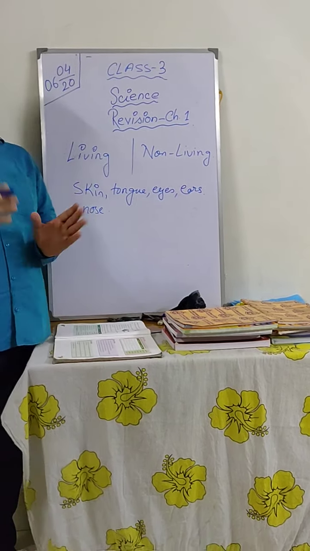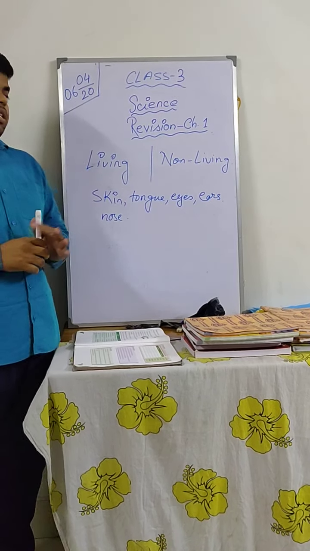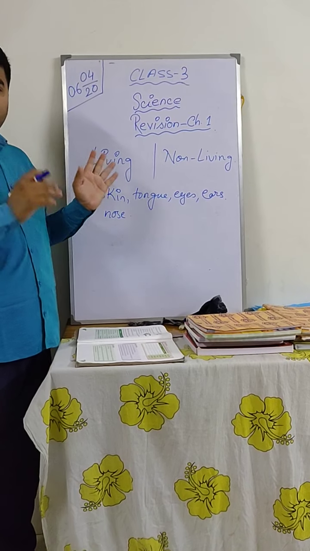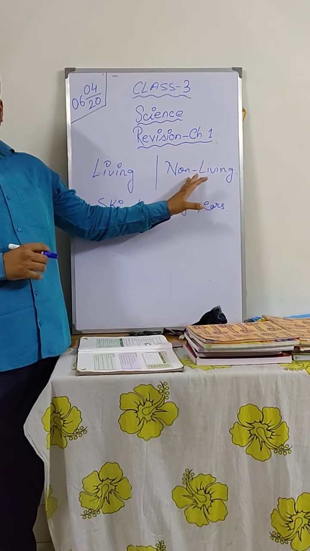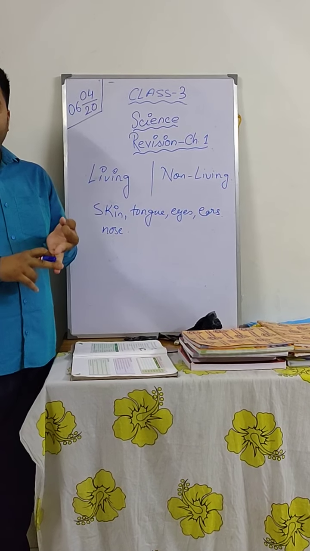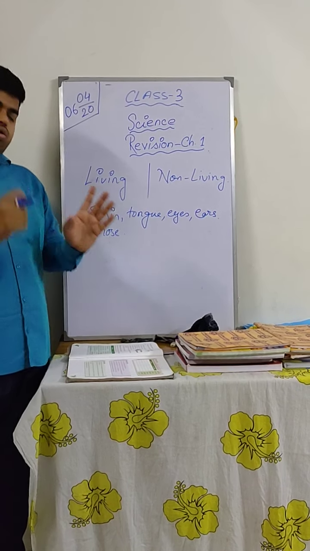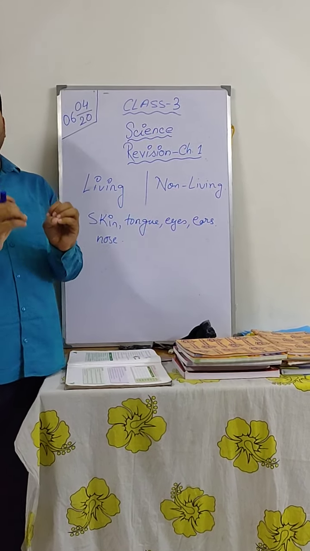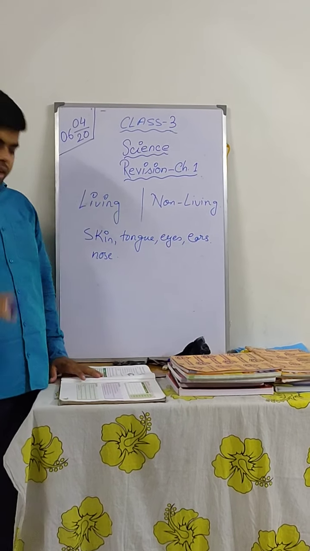Non-living things: remember this, whatever characteristic living things possess, just the opposite is the characteristic for non-living things. Like they do not need food, they do not move, they do not excrete, they do not feel changes, they do not reproduce, they do not have any lifespan. So the characteristics of non-living things are just the opposite of the characteristics of living things.